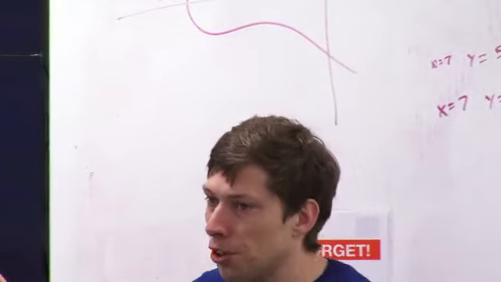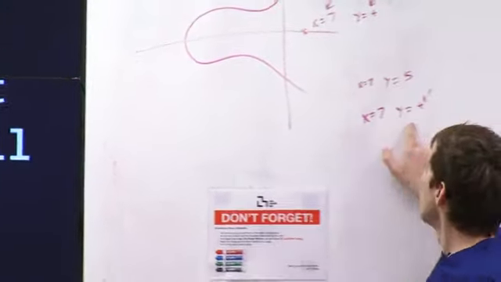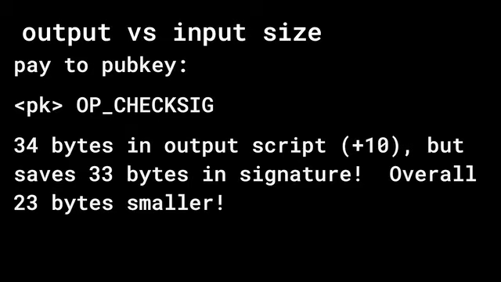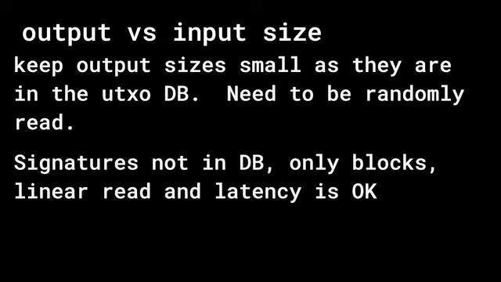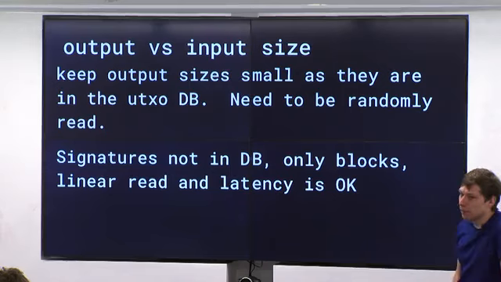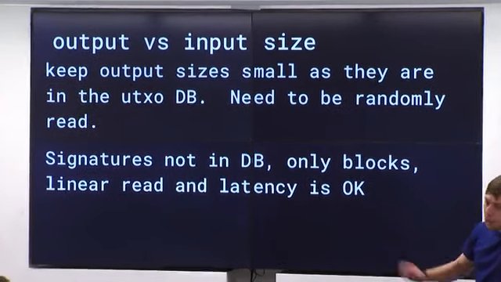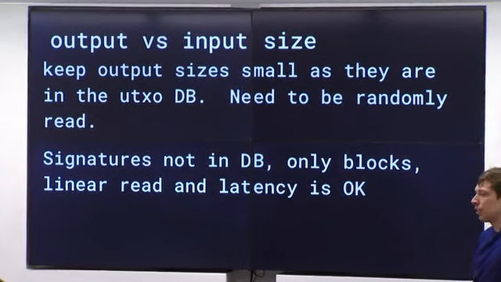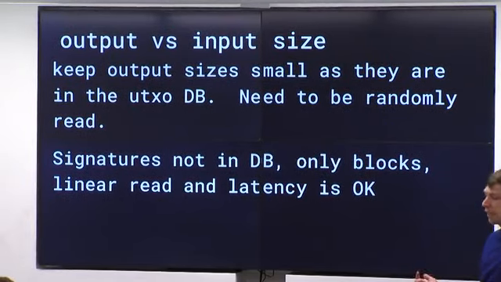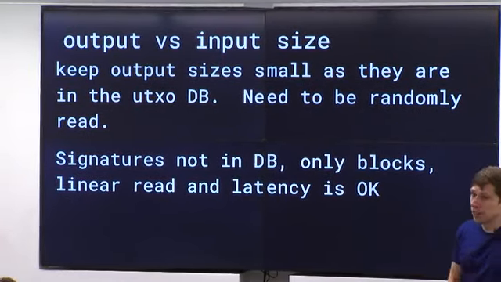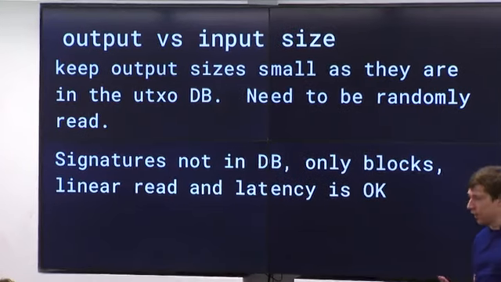Anyway, I don't think Satoshi knew about this idea, or maybe thought of it and never put it in. So the public keys were actually 65 bytes. You want to keep the outputs small because they're in the UTXO set. They're in the database, and you need to be able to look through this and read it randomly. You don't know when it's going to get spent, or what transaction is going to query this. So this has to go in an actual database, a key value store kind of thing.